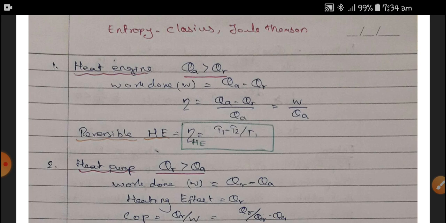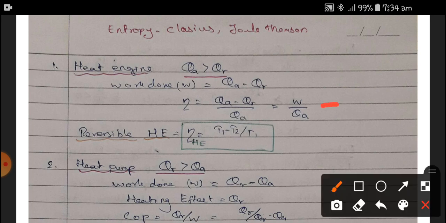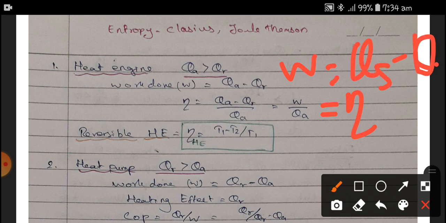Here in the heat engine, work done is equal to heat supplied minus heat rejection. Therefore the efficiency is equal to work done by heat supplied, where work done is QA minus QR. And if it is a reversible heat engine, the efficiency of the heat engine becomes T1 minus T2 whole divided by T1.